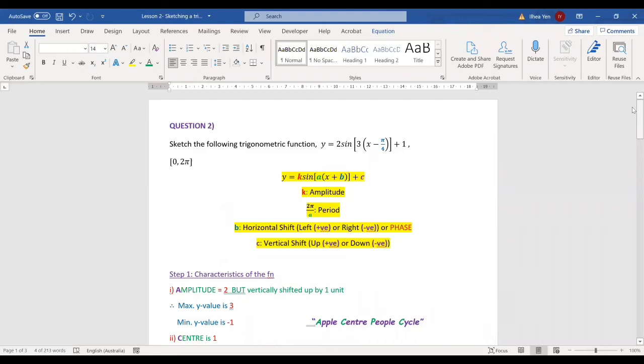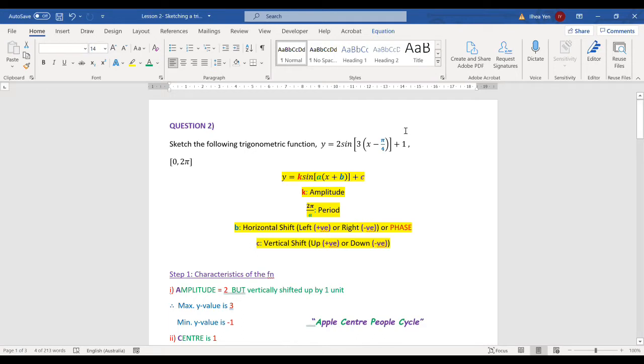Hi guys, this is the second lesson of sketching a trig function. I really strongly recommend you watch the first video before you start watching this one. It's a little bit harder than the first question, but the question itself looks pretty much similar.